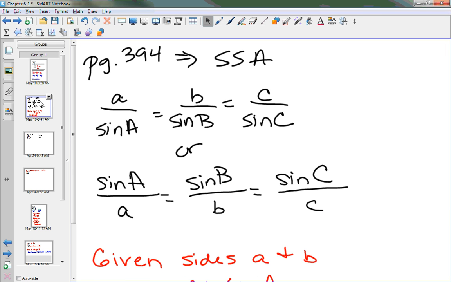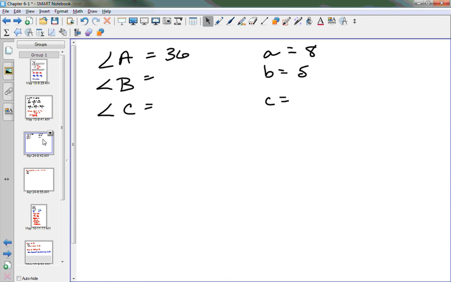Hey, we already talked about this, so you need to copy that. Here's the information that you have. This is what you're given. You have to find every single thing in this triangle: angle A, angle B, angle C, side a, side b, side c. Given the information in black, angle A is 36 degrees, side a is 8, and side b is 5.